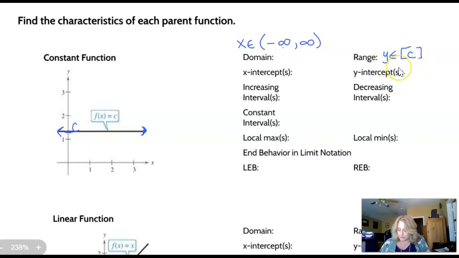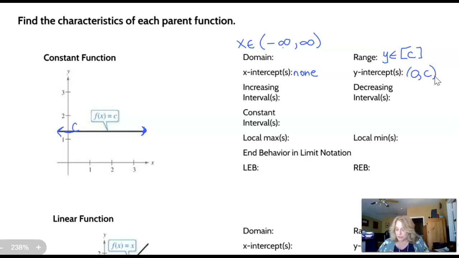That's what that's saying. And then x-intercepts. Well, does it ever hit the x-axis? No, and so we would say none here. And then y-intercepts, well, it does hit the y-axis, but where does it hit the y-axis? Well, at c, and we would say it hits it when x is 0, y is c. We write that as an ordered pair.